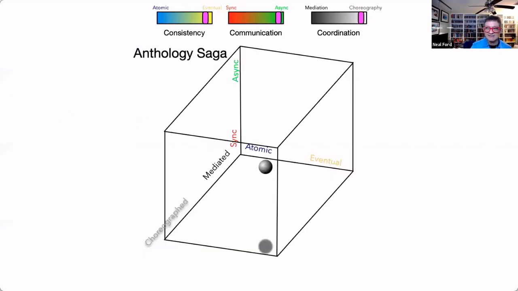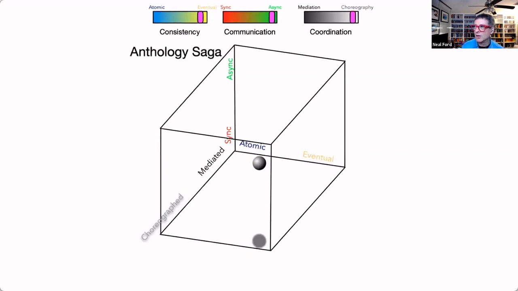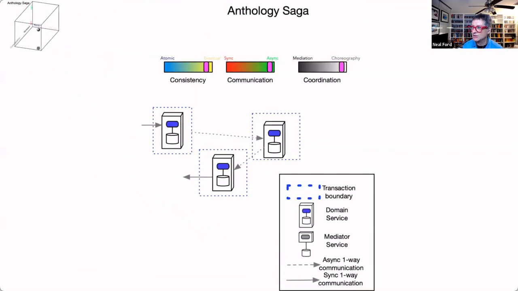And finally, the last of these, the anthology saga, this is the exact opposite of an epic saga. This is the completely opposite side of the box from an epic saga, because this is eventually consistent, asynchronous, and choreographed. This is like the one we saw before, which is great for chain of responsibility or a chain of events that happen, only now we're doing asynchronous instead of synchronous.